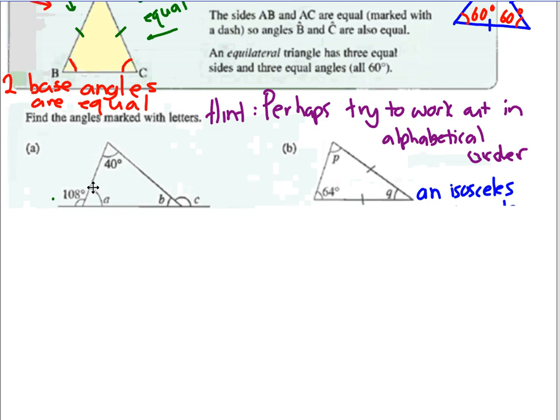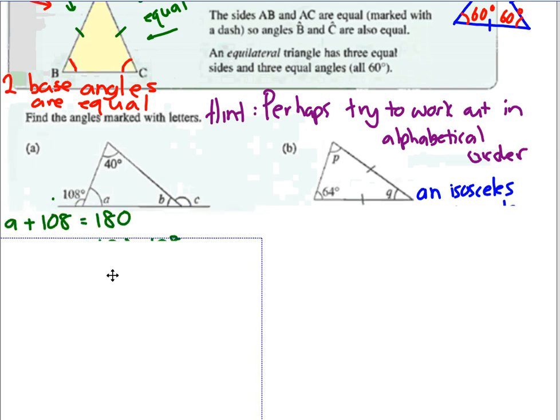So we've got A here. Let's say we know that that's 40. We don't know what this one is, so we can't use angles in a triangle for that one. But what can we use to find A? Have a think. That's right, we can use the fact that we already know that angles in a straight line add up to 180 degrees. So that's a straight line there. So this plus this equals 180 degrees.